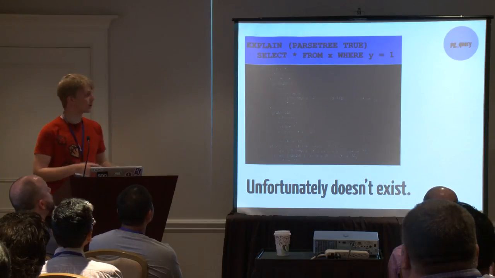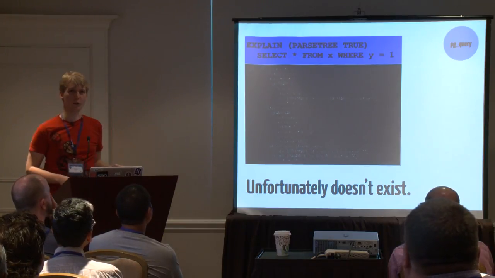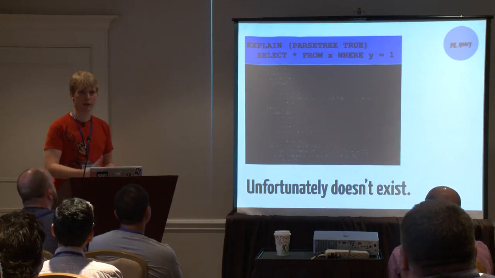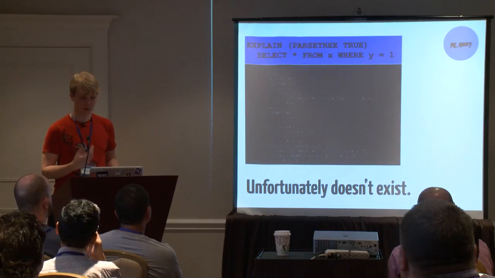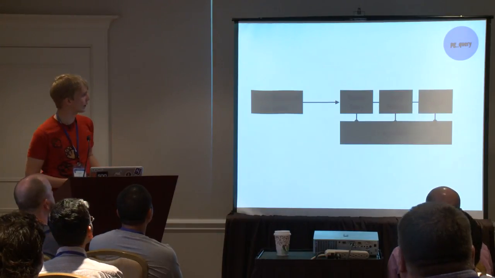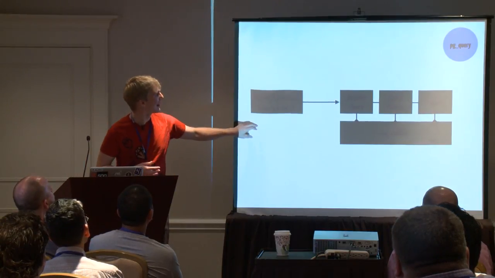So it'd be really nice if there was, okay, you can't see this, but if there was an explain parse tree true, right? So if I could tell explain, please explain how the query looks to Postgres internally. Doesn't exist, but might be nice. So what Postgres does internally, I'll just walk through this because you can't see it.